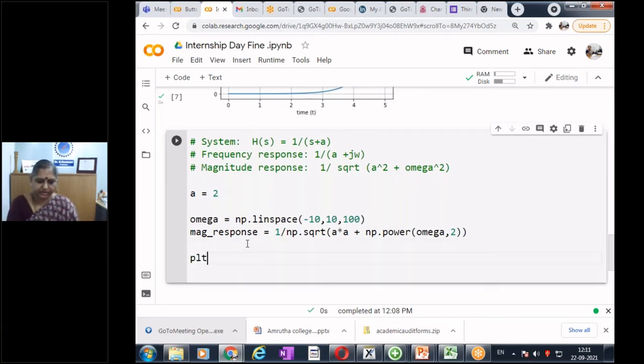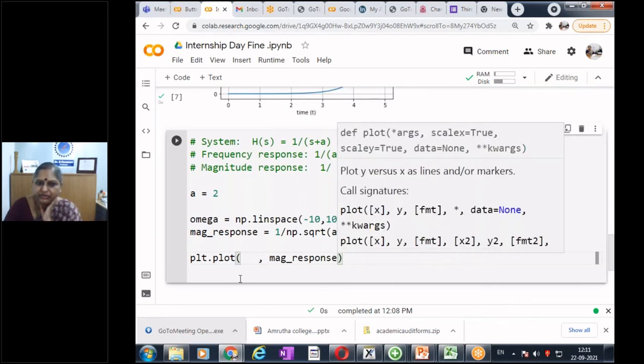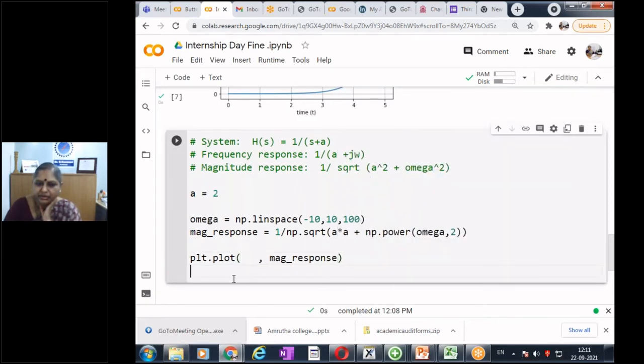And then what should I plot? plt dot plot, something versus magnitude response. What should I put here? I am plotting omega versus magnitude response. Yes, thank you, Pankaj. So let us run and see whether we get the result.